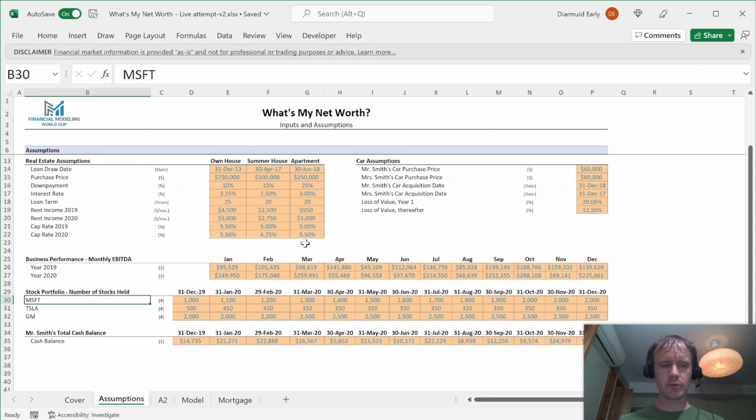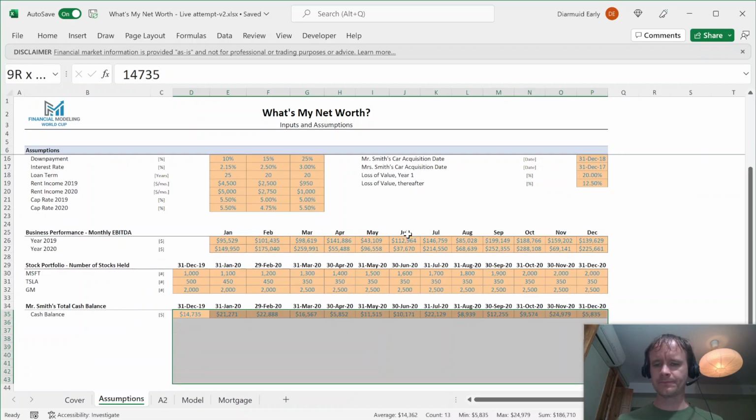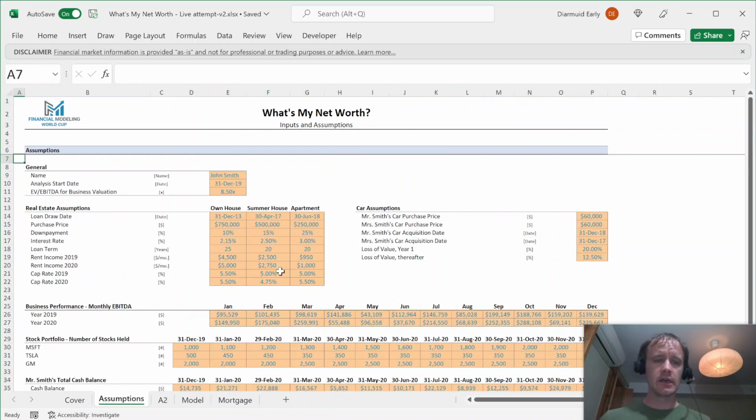He's got a small stock portfolio, Microsoft, Tesla, and General Motors, and he owns different numbers of those each month throughout the year. And then he's got a small cash balance on hand as well. And so the challenge is basically to build a monthly model starting 31st of December 2019, running to the end of December 2020 to work out the family's net worth at each stage through the period.